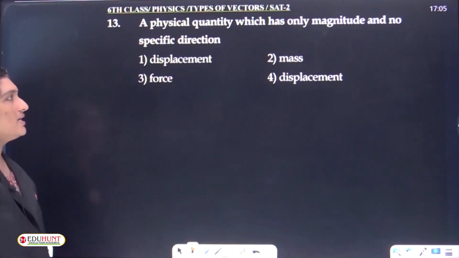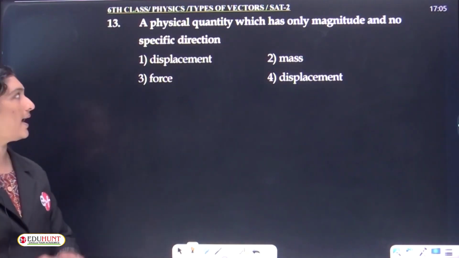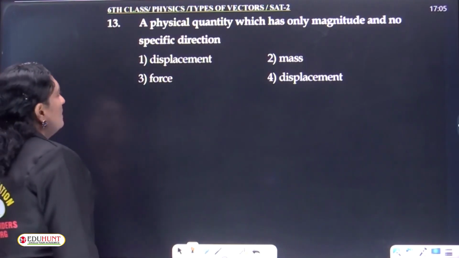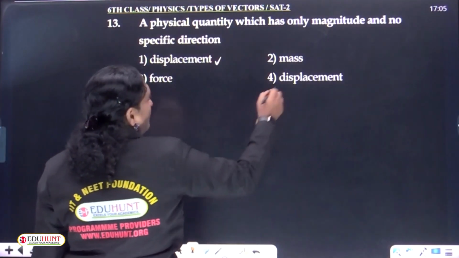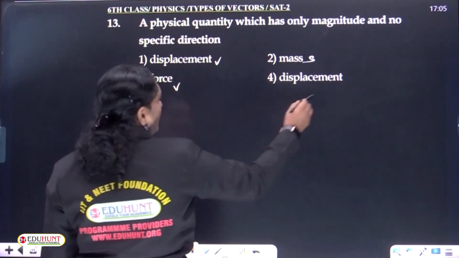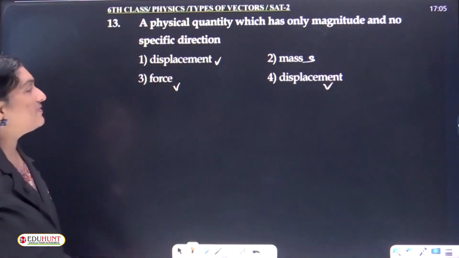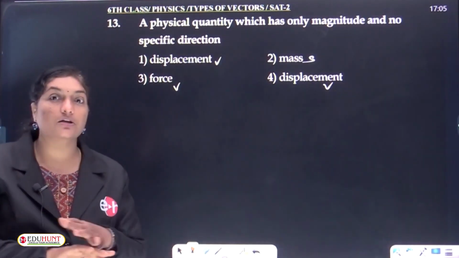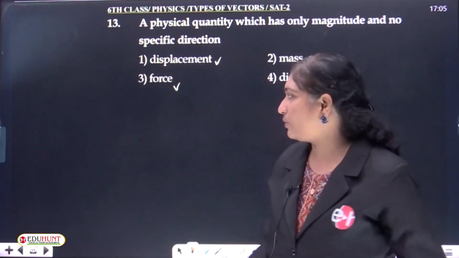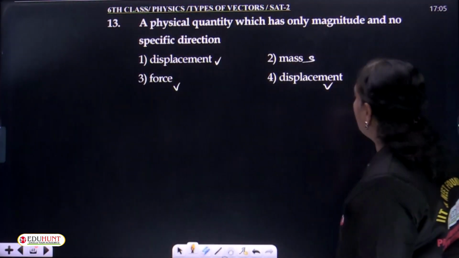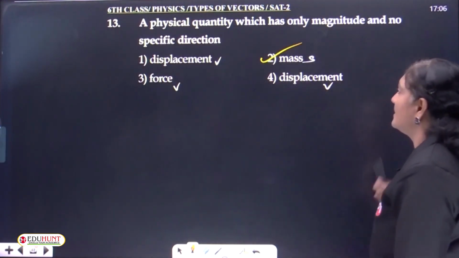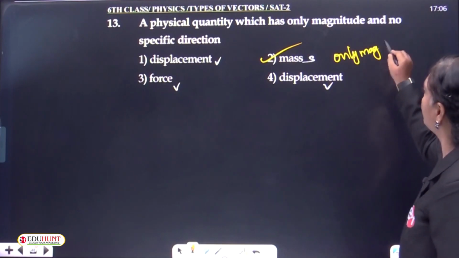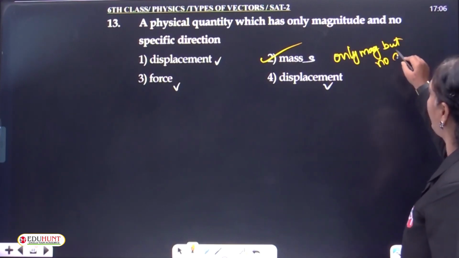A physical quantity which has only magnitude and no specific direction. That must be a scalar quantity. So displacement, of course, it is a vector, mass is a scalar, force is a vector, and displacement is a vector. So a physical quantity which has only magnitude and no direction is nothing but your scalar quantity. So which one is the correct one? So here mass is the scalar quantity which has only magnitude but no direction.